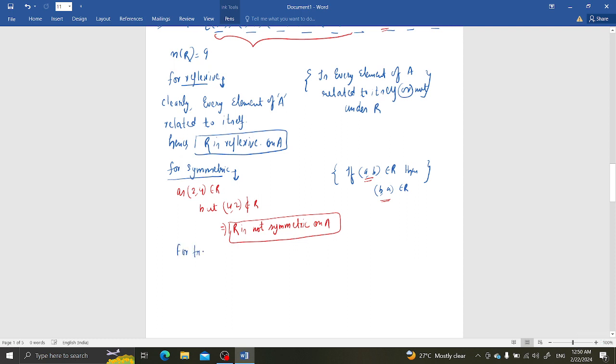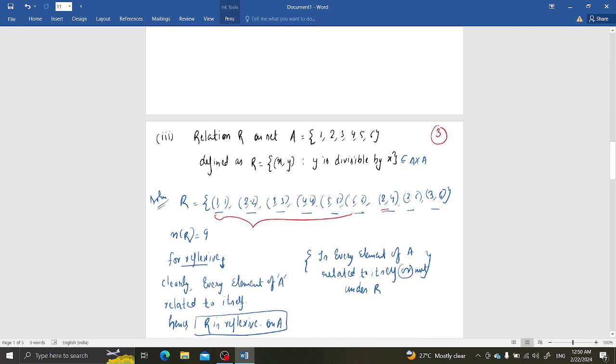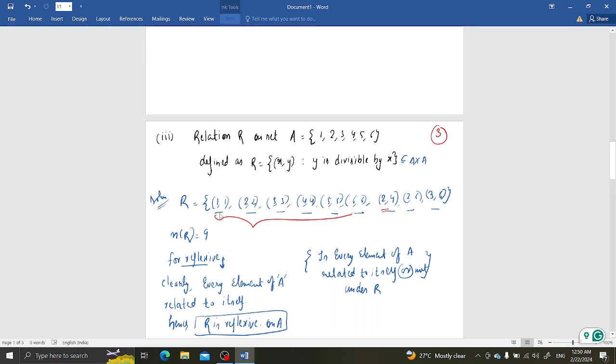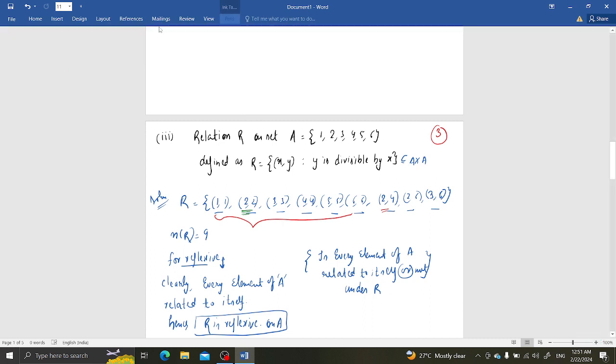For transitive, you observe that 1 comma 1 is there. Is there any element starting with 1? No. Okay, for 1 comma 1 transitive is satisfied. Now I'll change the pen. 2 comma 2 is there. Is there any element starting with 2? Yeah, it starts with 2. Okay, so 2 comma 2 is there.